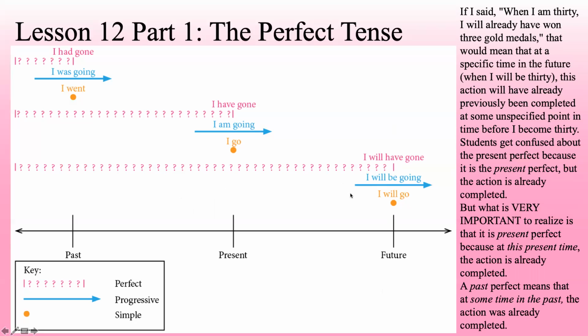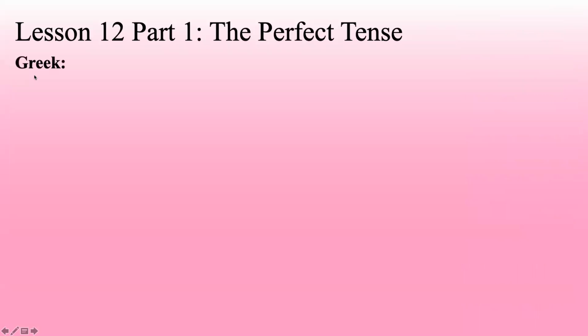Now, as I mentioned before, students get confused about the present perfect because it is the present perfect, but the action is already completed. What is very important to realize is that it is present perfect because at this present time, the action is already completed. A past perfect means that at some time in the past, the action was already completed.